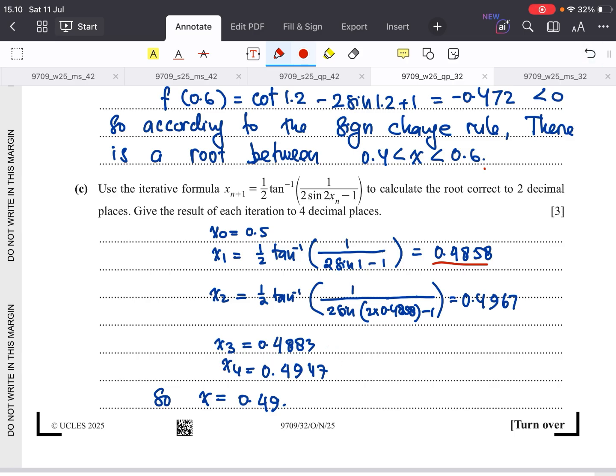But now when I round off x3 and x4 correct to 2 decimal places, I got the same answer, 0.49. This one, if I round it off, is 0.49, and this one is also 0.49. So the conclusion is that the value of x is 0.49 correct to 2 decimal places.